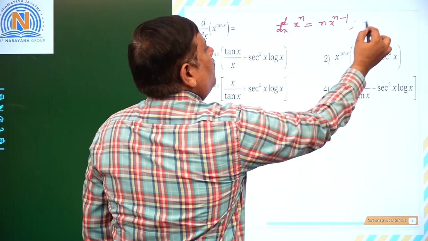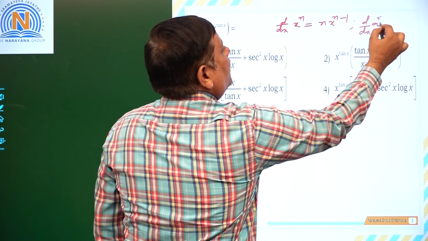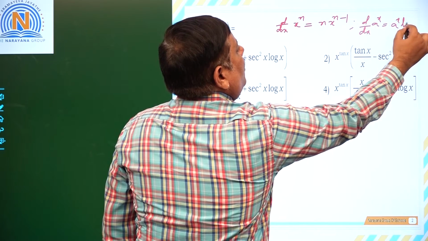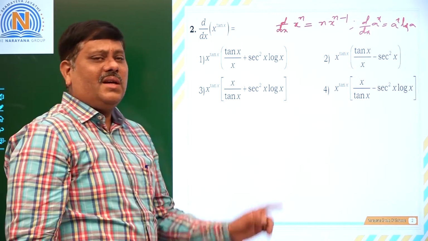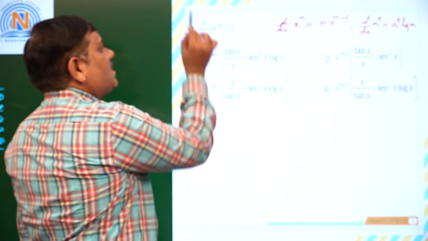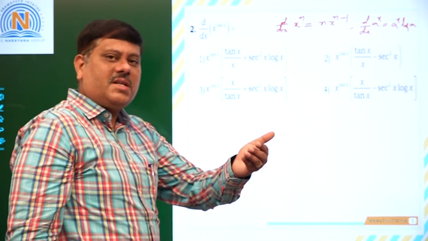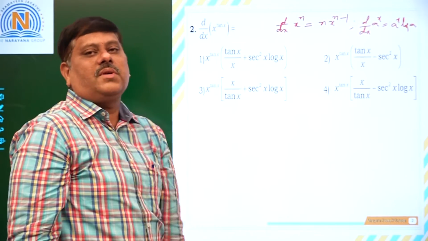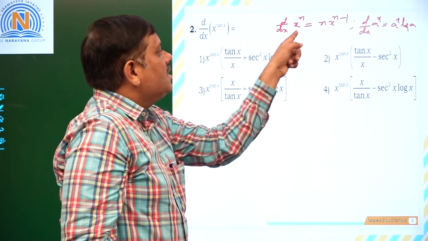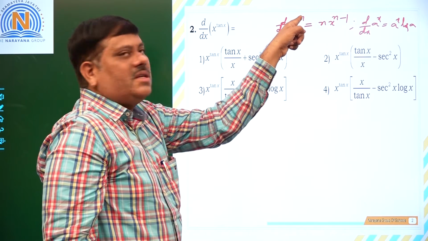If we have d by dx of a power x, we can write it as a power x log a. It is easy. But here we have d by dx of x power tan x. The base is a function in x as well as its exponent is also a function in x. In these two cases, if the base is a function in x, the exponent is a constant.